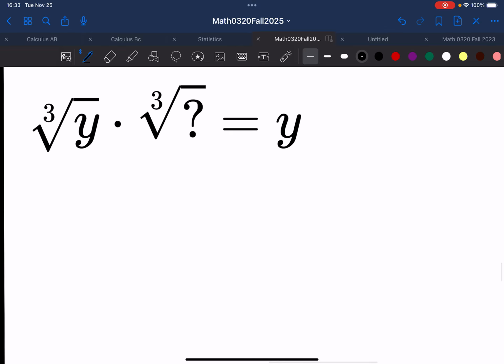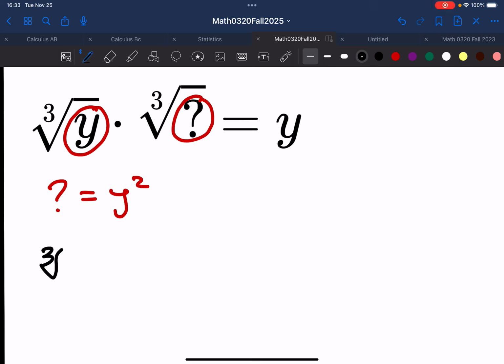But then for this one, since this is the cube root, that means I need 3 y's under that radical. So here I have 1 y, which means this question mark is going to have to be 2 y's. So I would write that as y squared. So this is the cube root of y times the cube root of y squared.